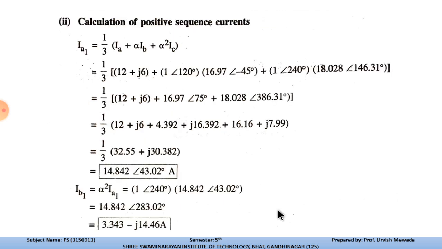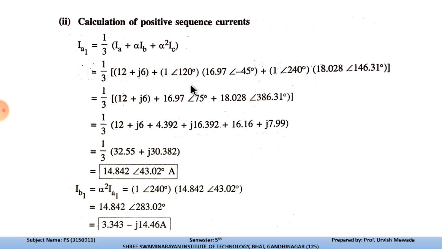Now let us discuss point number 2, the calculation of the positive sequence current. For IA1 we have this equation: IA1 is equal to 1/3 of IA plus alpha IB plus alpha square IC. We can put in the values: 1/3 of IA, which is 12 plus J6, and alpha is 1 at angle 120, because this is the positive sequence and all have 120 degree phase difference. So alpha square will be 1 at angle 240, and 1 at angle 360 will become 1.